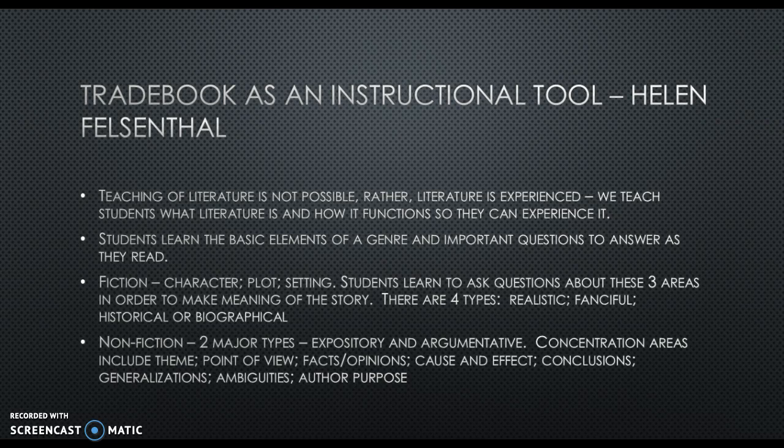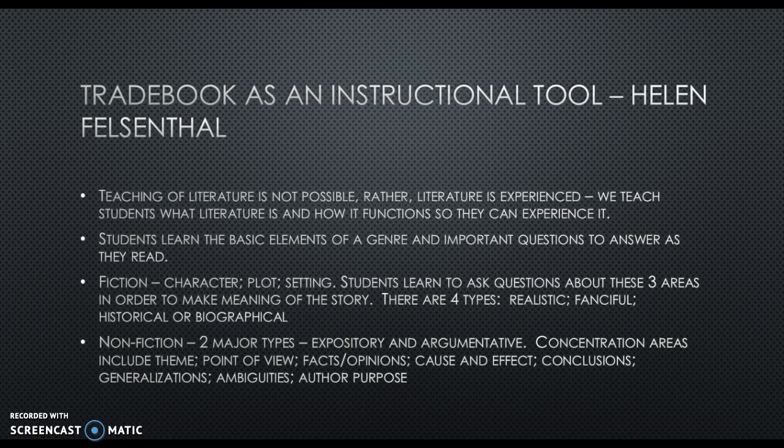With nonfiction, you're looking at 2 major types, expository or informational, and argumentative or persuasive. And the concentration areas there include theme, point of view, facts and opinions, cause and effect, conclusions, generalizations, ambiguities, and the author's purpose. So nonfiction, as you can tell, is going to take a lot more study.